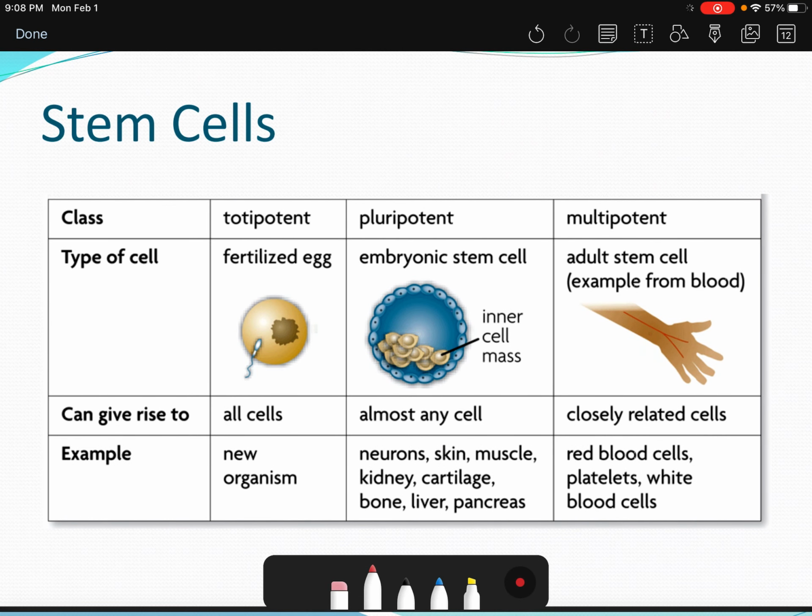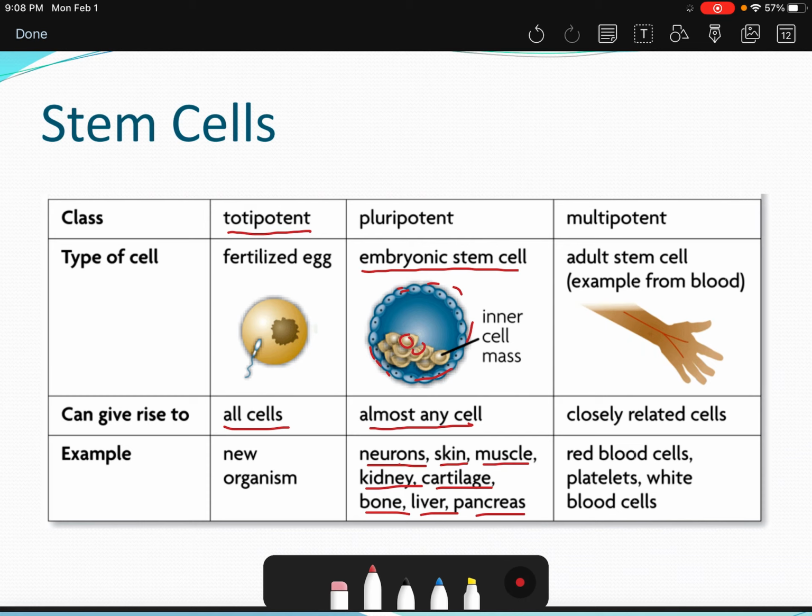So stem cells can be divided into different groupings here. A fertilized egg, basically, as it starts dividing, is totipotent, okay? That means it's going to give rise to all cells, and that's what helps form a new organism. Pluripotent are the embryonic stem cells, okay? They can give rise to almost any type of cell. So again, here's what you are when you start dividing. You're like this ball of cells, and then you have all these cells that keep dividing, and that's what helps differentiate and form all these different body parts, okay?